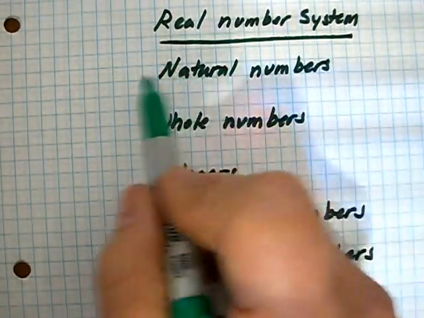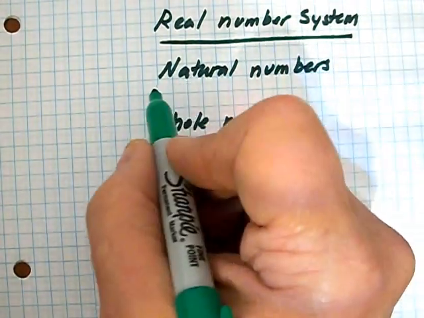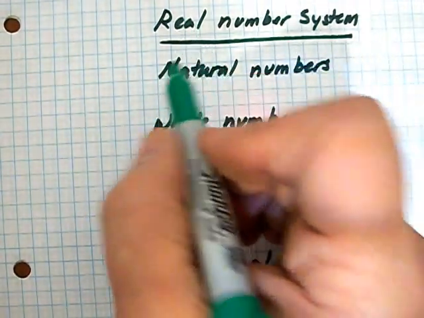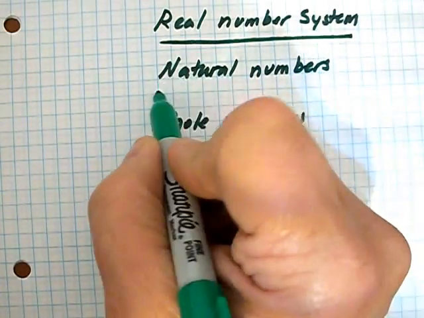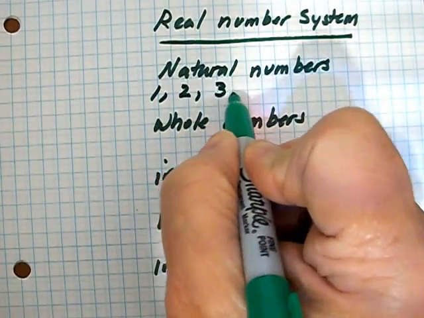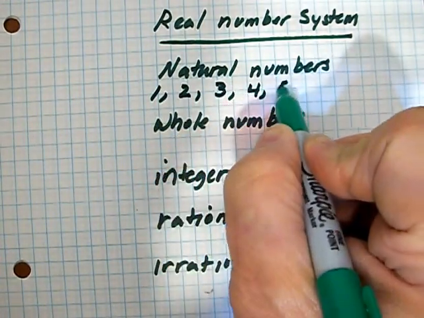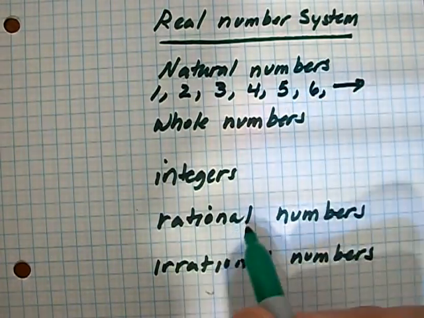Okay, first of all, let's look at the natural numbers. I'll give you an example. Natural numbers begin with 1. They also are considered counting numbers. If you hear natural numbers, think of counting numbers. So 1, 2, 3, 4, 5, 6, and so on.